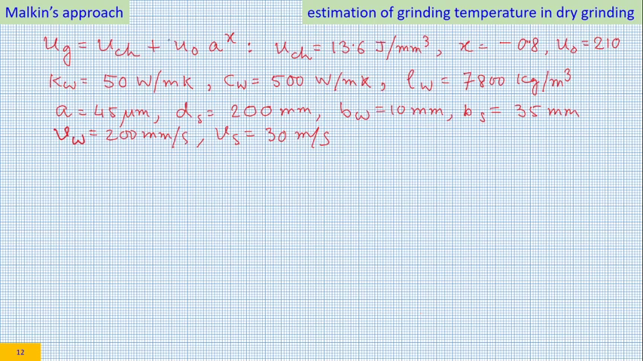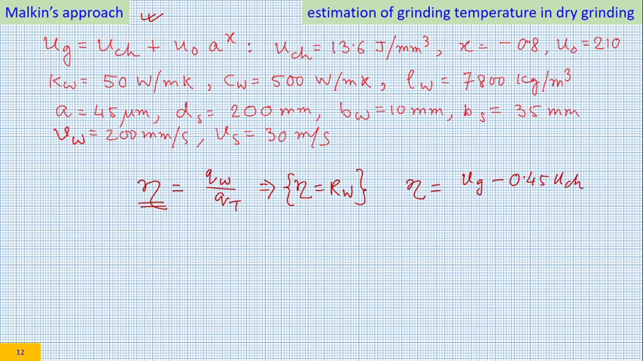So we are going to use Malkin's approach. Malkin introduced a coefficient called eta such that eta is QW by QT. So in that respect, eta is nothing but RW, but consistently in his publication he has used eta. So for Malkin's approach we will use RW as eta. His proposal was eta equal to UG minus 0.45 UCH divided by UG.